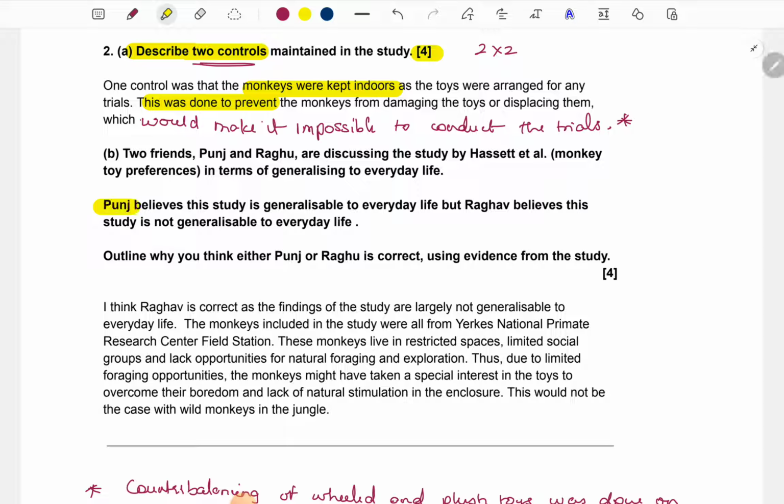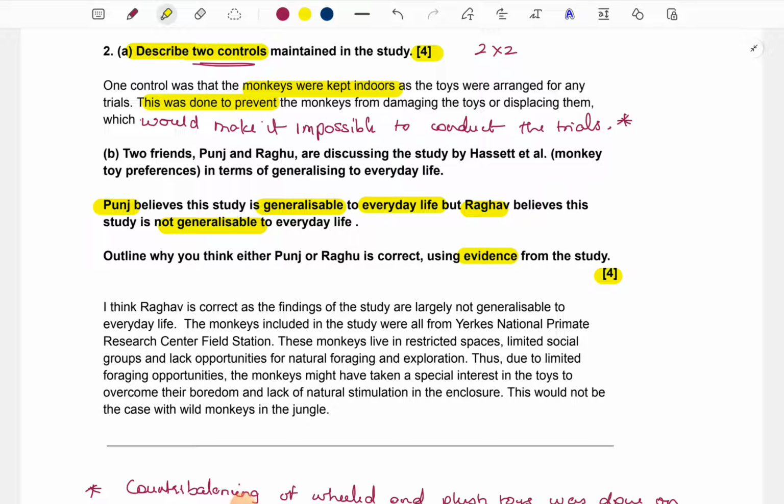Punj believes the study is generalizable to everyday life, but Raghu believes that the study is not generalizable. Outline why you think either Punj or Raghu is correct using evidence from the study. Okay, now there are some pointers to write this answer well. First is to note the marks as always. 4 marks means you need to justify in detail. Most students will answer this question in 2 sentences.